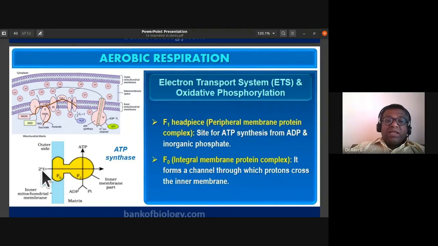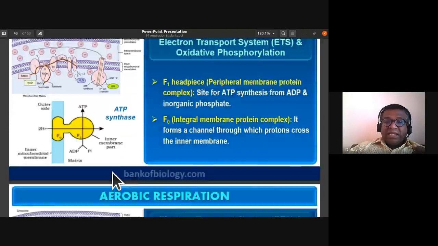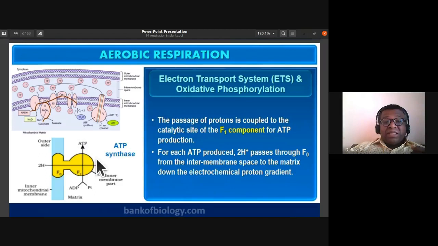The F naught integral membrane protein complex forms a channel through which protons cross the inner membrane. Only when protons are crossing through the inner membrane is ATP synthase activated. So the passage of protons is coupled to the catalytic site of the F1 component for ATP production. For each ATP produced, two protons pass through F naught.